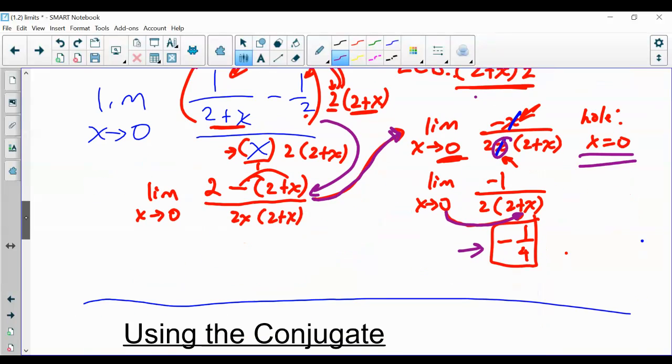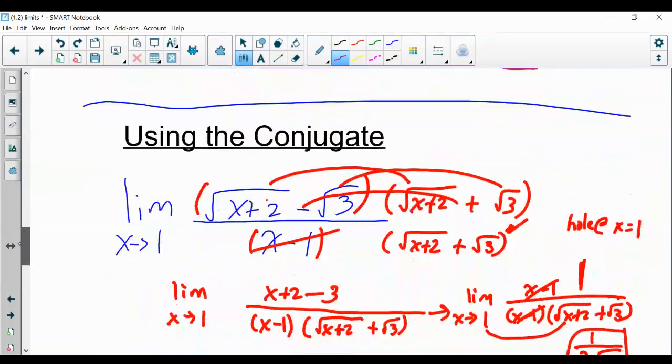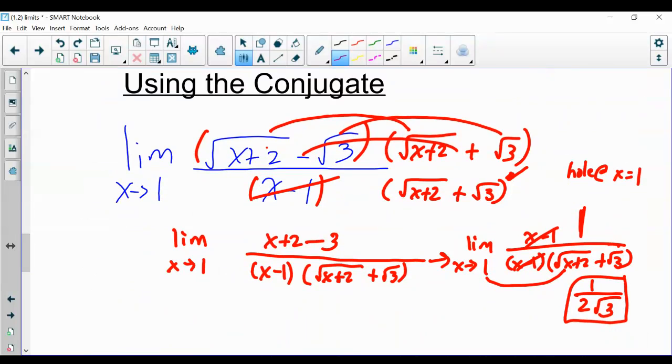The next type of algebra that we can use to evaluate a limit using holes is something called using the conjugate. And again, I've already shown the work here just to speed things along. If you need to talk about this in class, we can. Remember that a conjugate of an expression is just the same expression. So on the top here, if I've got a minus sign between the two square roots, the conjugate is the same thing, but just with a plus sign.